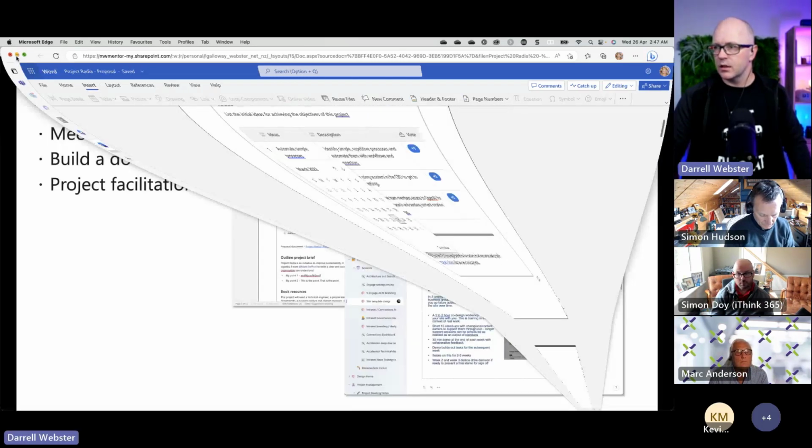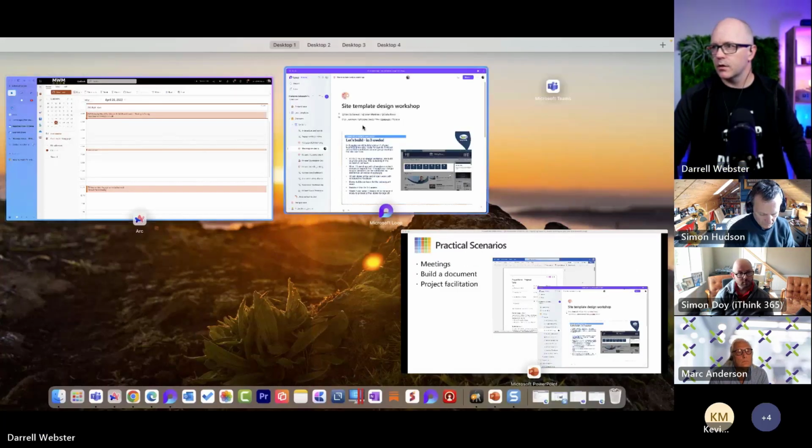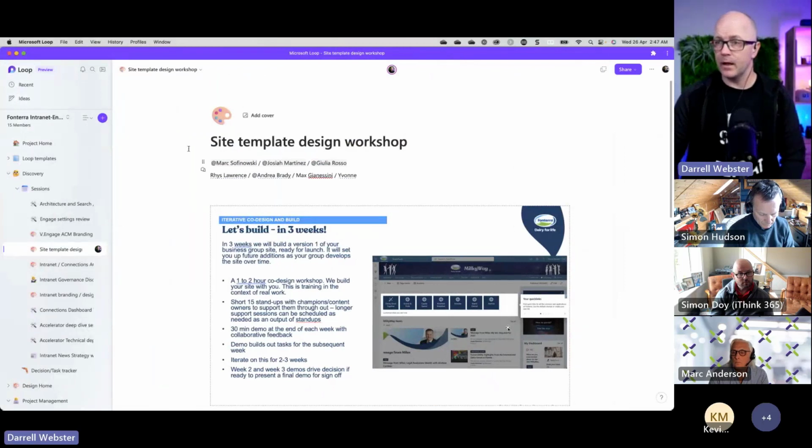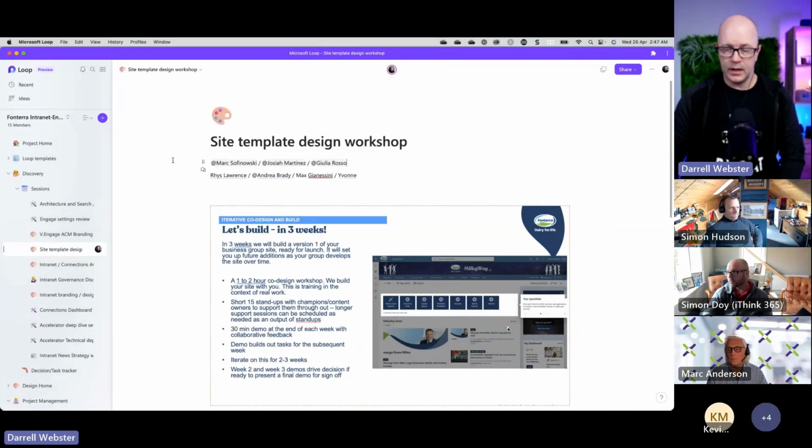And lastly, let's have a look. Excuse me. This is a workspace that we're using to run a multi-stream project. It is a Viva Connections rebuild of an intranet coming over to SharePoint Online. It is also rolling it out to frontline workers on mobiles, and Viva Engage is part of it too.